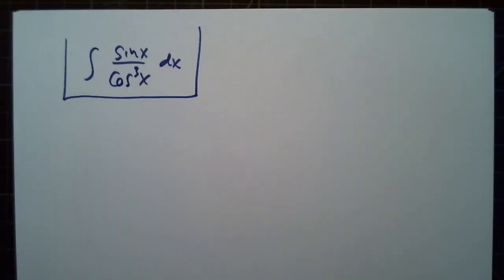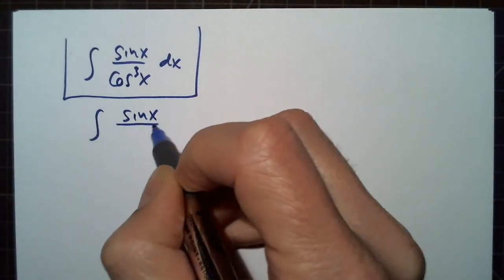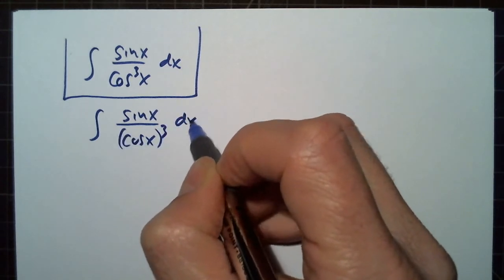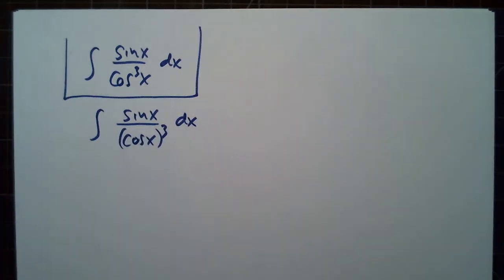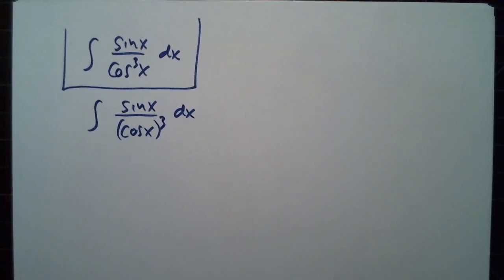Alright, sometimes maybe it's less obvious what u should equal, but I think if you remember that it's cosine cubed. So sometimes when it's unclear what u should be, then you just try one and see if it works. So pause the video and try this one.